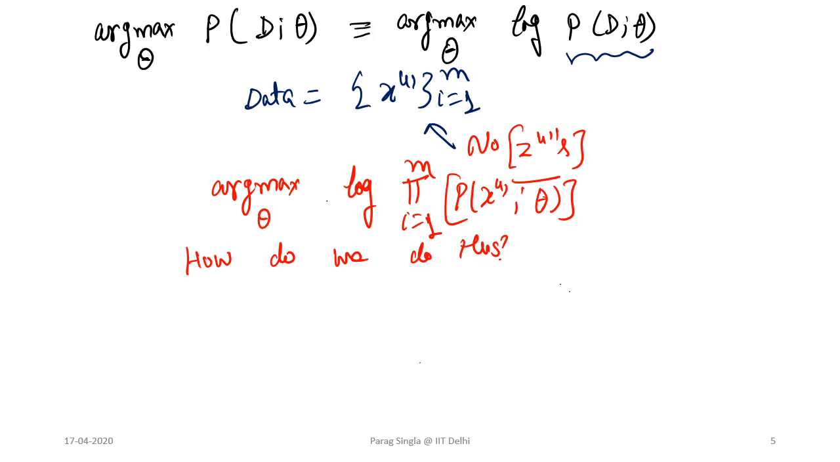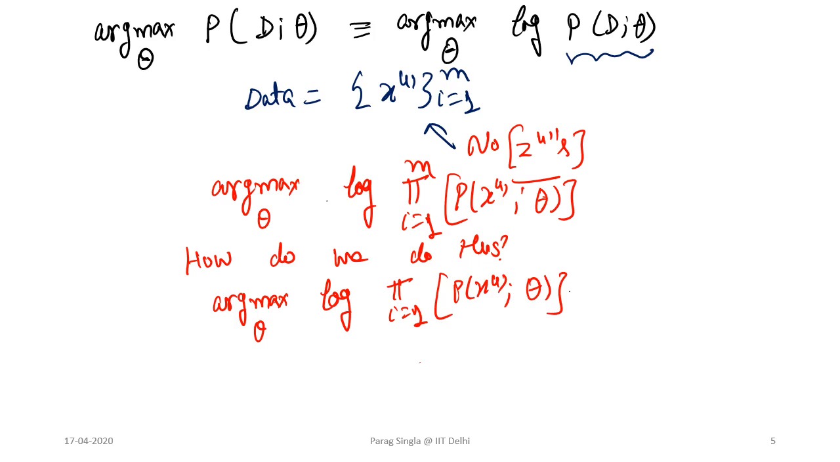You could say that, fine, we could try to maximize this using something like gradient ascent, and let's see what happens. Let us write this expression: argmax over theta of log of the product over i equal to 1 to m of p of xi parameterized by theta, and we can take the log inside this product. So this becomes argmax over theta of the sum over i equal to 1 to m of log of p of xi parameterized by theta. So this is fine.